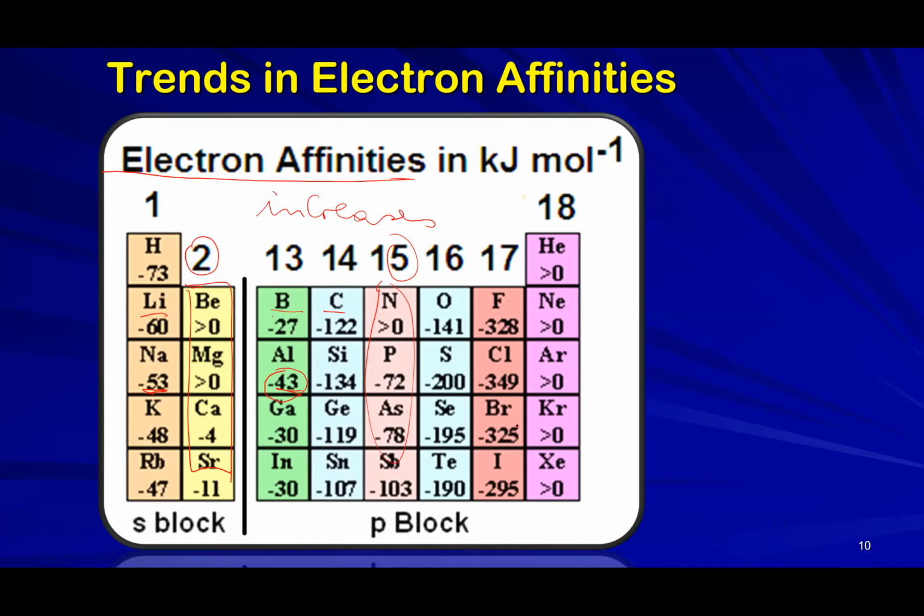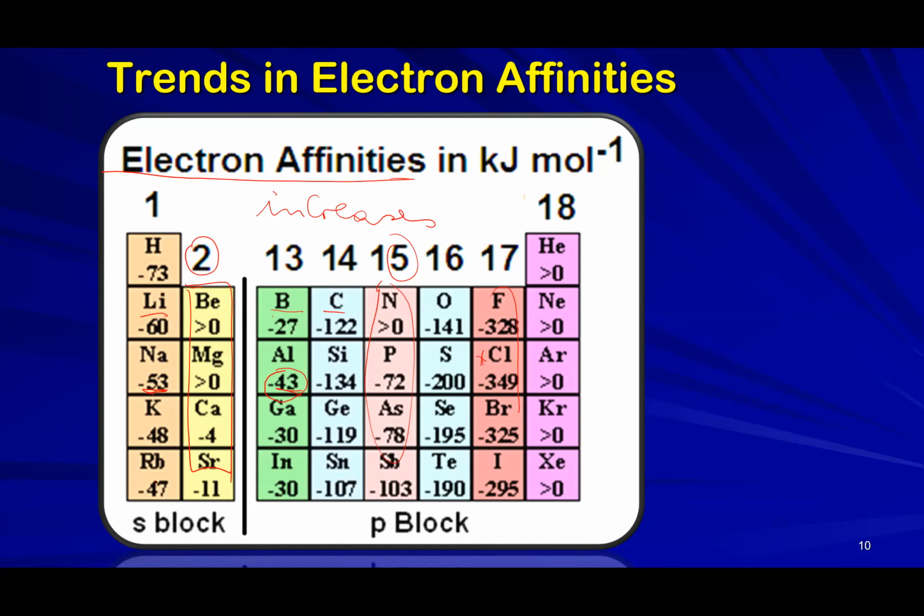And moving down the group, generally it decreases. You can see what happens from chlorine to iodine. Negative 349, 325, 295. So the energy produced is becoming less. So here you don't have to be confused by the negative values. The negative sign here means that energy is released. So it doesn't have the same significance as in mathematics. So moving down the group, the energy is decreasing.